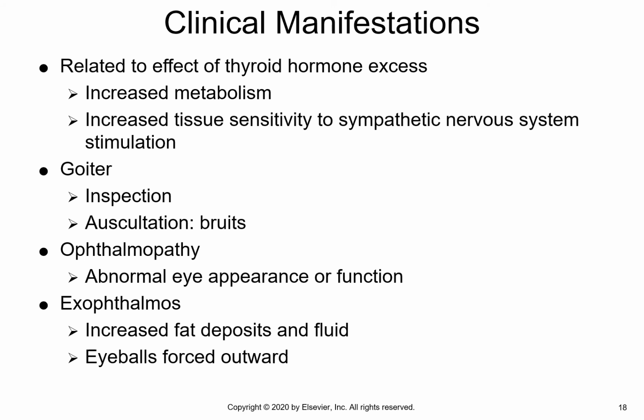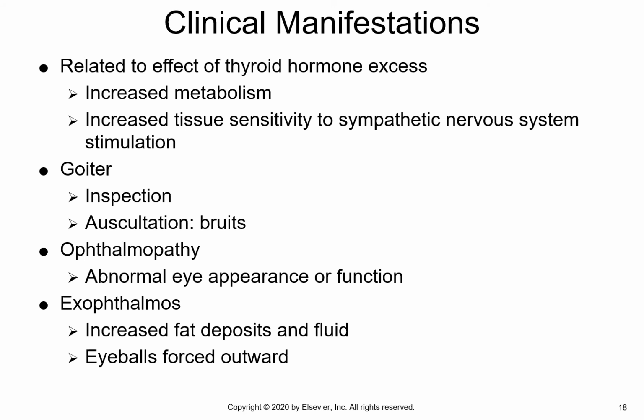Another common finding is ophthalmopathy, a term used to describe abnormal eye appearance or function. A classic finding in Graves' disease is exophthalmos, a protrusion of the eyeballs from the orbits that is usually bilateral. This results from increased fat deposit and fluid or edema in the orbital tissue and ocular muscles. The increased pressure forces the eyeballs forward.